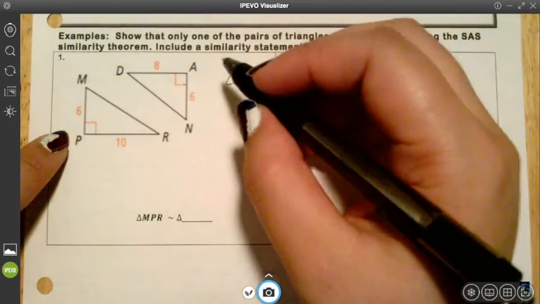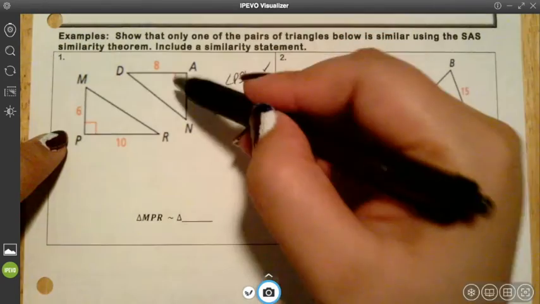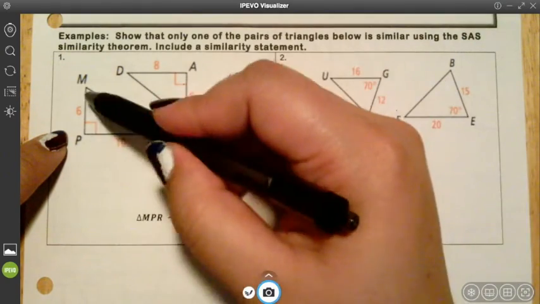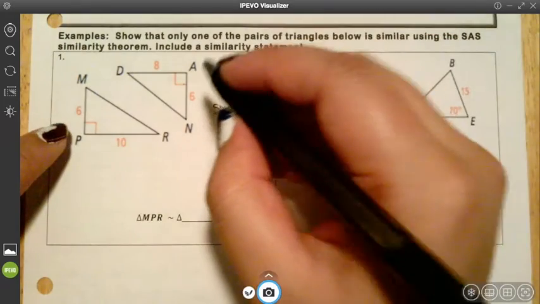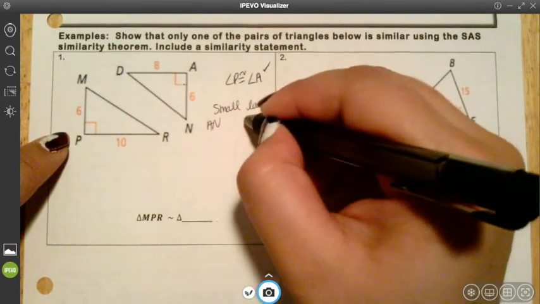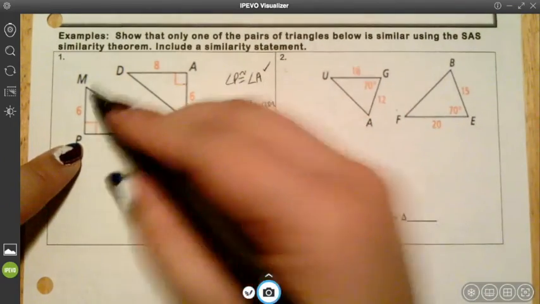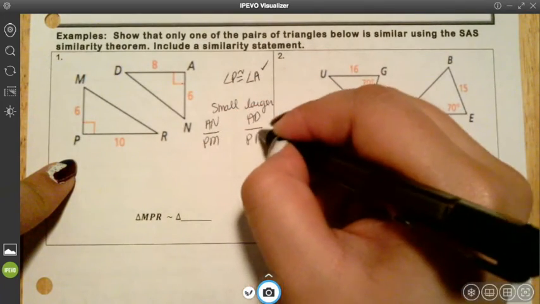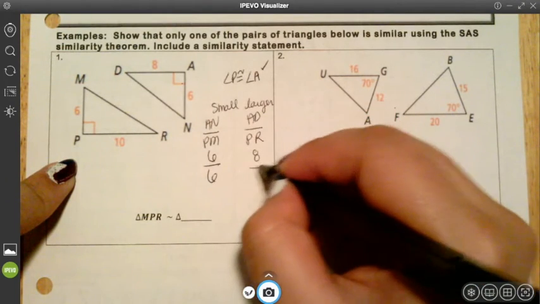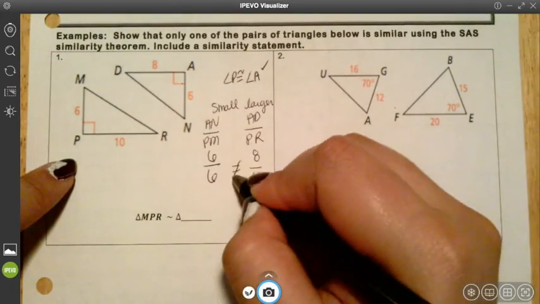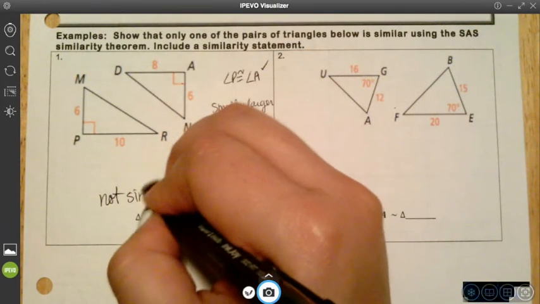And so I'm going to say small and larger. Because I have nothing to say if AN should correspond with PM or PR. But the two smaller sides should correspond. So here I have AN and I'll do AD over, from the other triangle, smaller side is PM and PR. AN is 6, PM is 6, AD is 8 over 10. Are those two things equal? Absolutely not. This one is 1, that one is smaller than 1, so these are not similar.